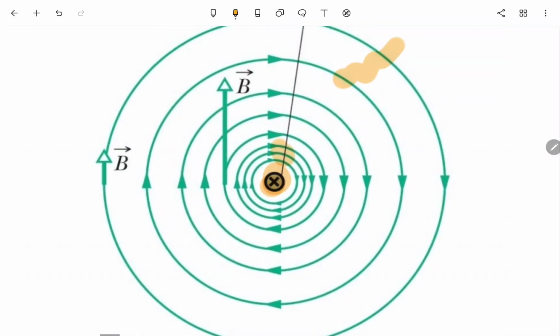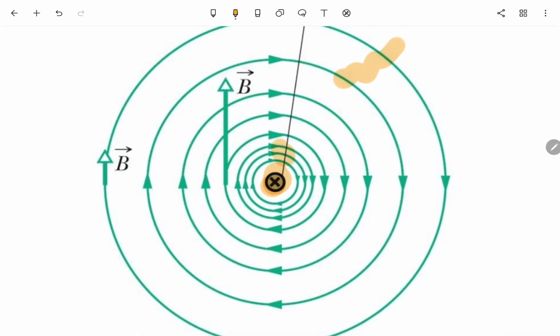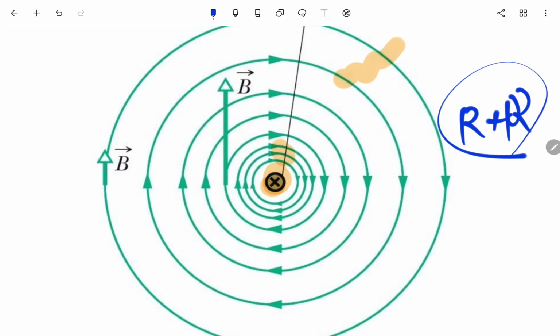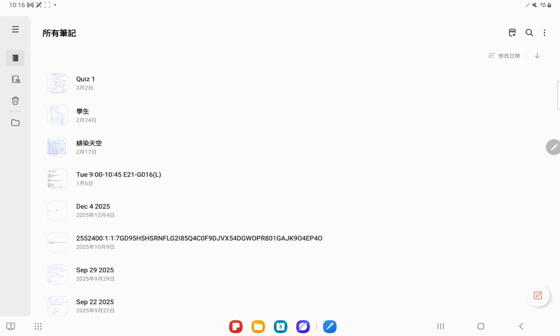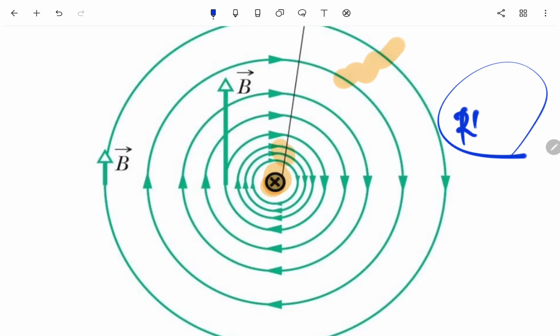And then for the direction, we also use the right hand rule. You use your thumb pointing into the page, following the direction of the current, so your forefingers curl clockwise. So you can see all the B field lines are clockwise.